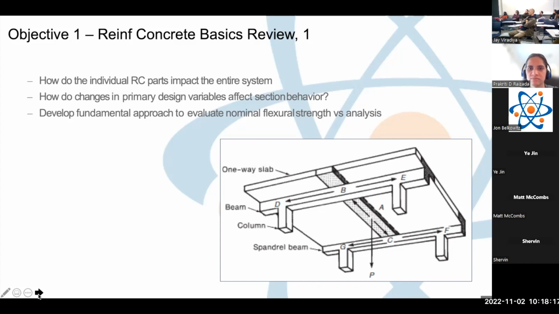Now, making that assumption that we're only looking at our beam, we know that if our beam cannot sustain the original load, and if we lose the tension side of our beam, bad things will happen when we reach a failure condition. So what we want to do is develop a fundamental approach to evaluate these engineering specifications that we care about.